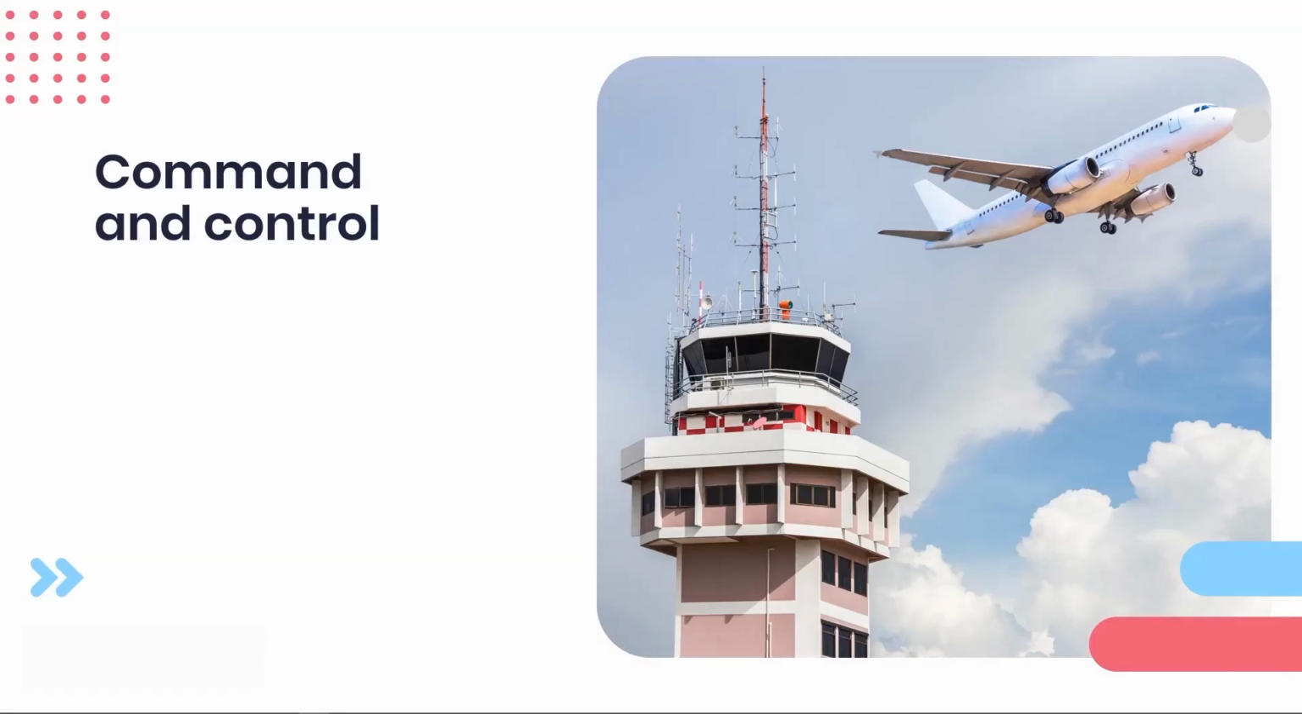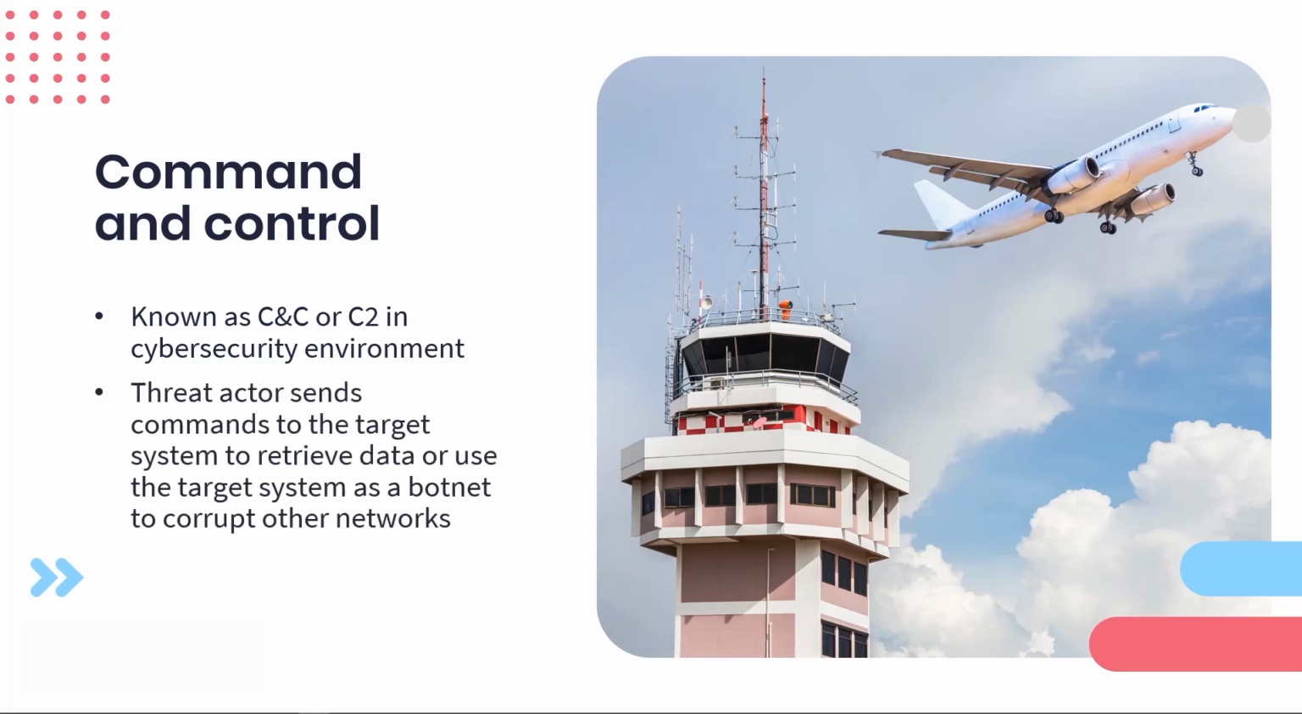The command and control stage is often called CNC or C2 in the cybersecurity environment. In the case of CNC, the threat actor would have carried out all the previous stages correctly and then injected a Trojan software on the target system to enable them to send commands to the target system, either to retrieve data or use the target system as a means to corrupt other networks, as in a botnet attack.